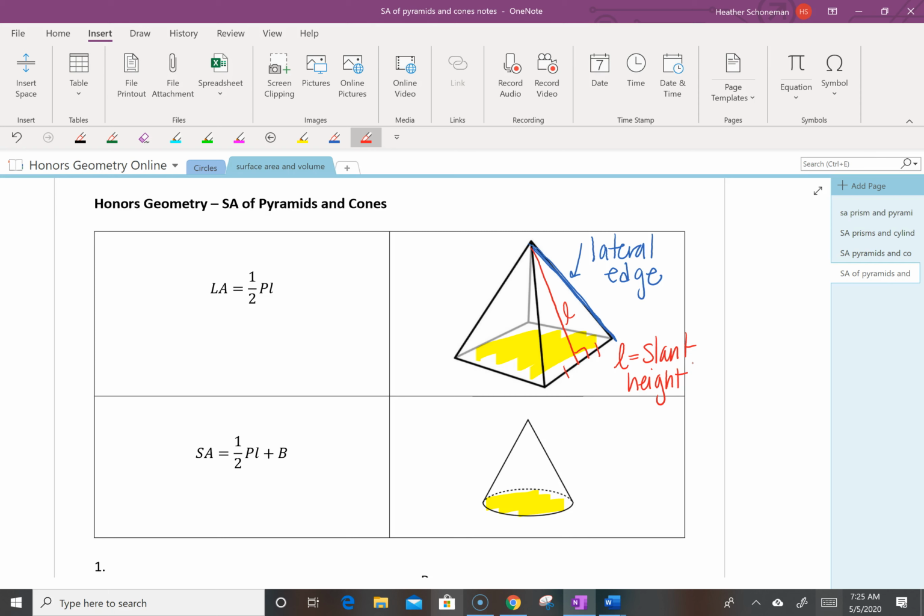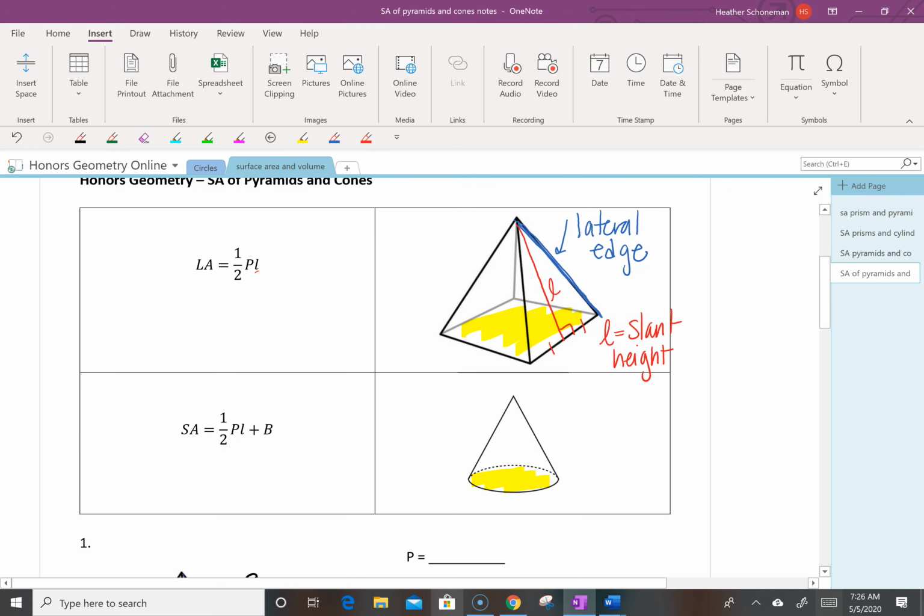Okay, in our formula, there's the slant height over here, and this capital P is still the perimeter of one base, and this capital B down here is the area of one base. So remember, total surface area is always larger because it includes the base or bases. In this case, there's just one base.